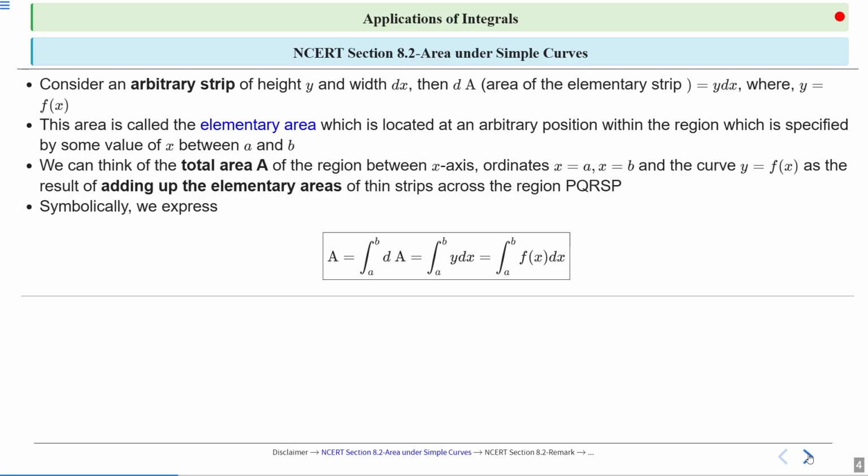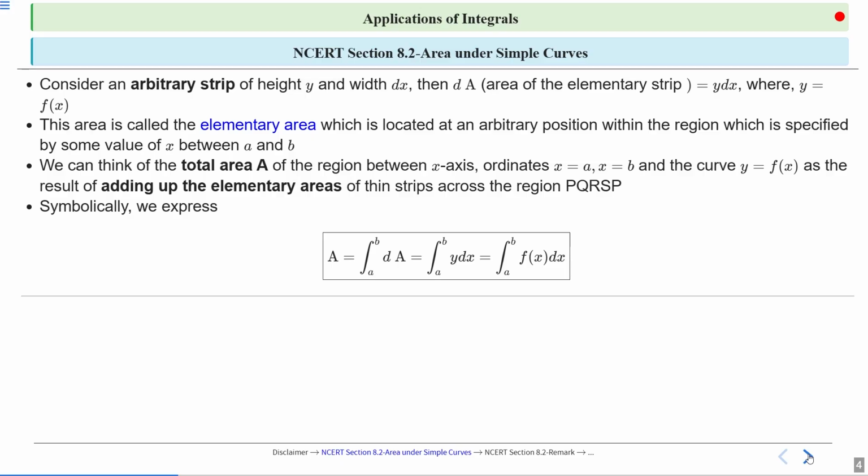What is dA? dA is the area of the elementary strip. So when we integrate that elementary strip from a to b, from the line x is equal to a to x equal to b, we get the area of the entire region. So what is the value of dA? Area of the elementary region is y into dx, where y is the height of the elementary strip and dx is the width of the elementary strip, and x varies from a to b.